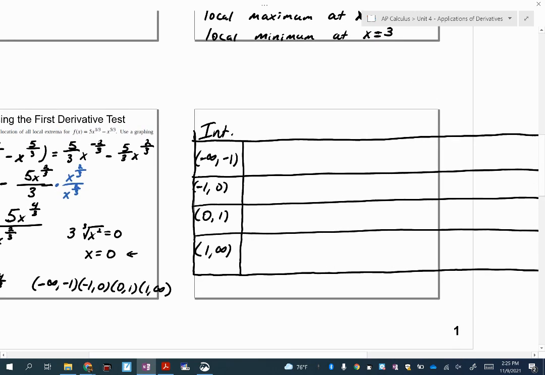Okay, next thing is our test points. My test point just needs to be some number that's in between here. So I'm just going to use -2 for this one. And then between -1 and 0, I'm going to use -0.5, +0.5, and then +2. Again, you can use any point you want. Those are probably the most common ones you'll see in this problem.